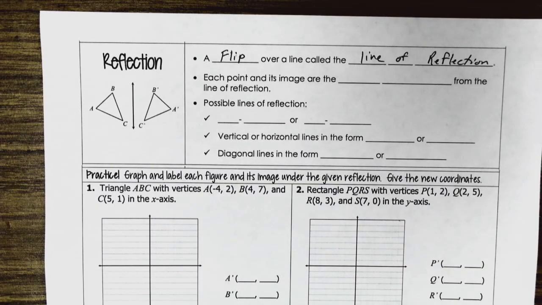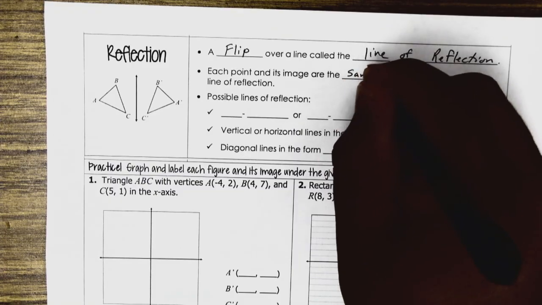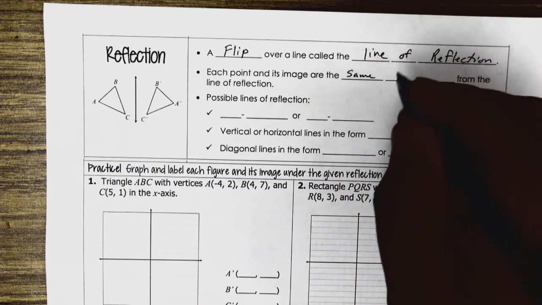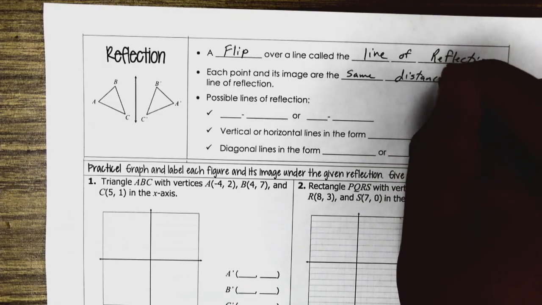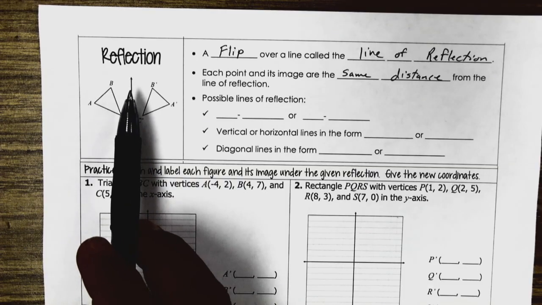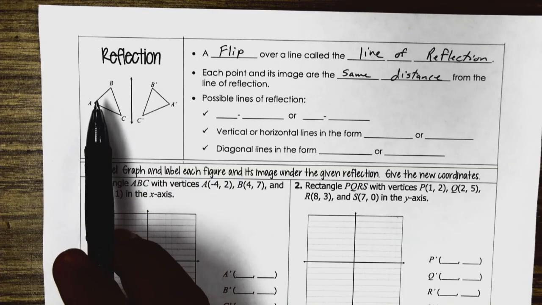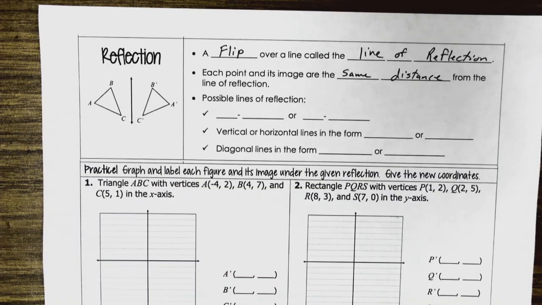Okay? So what happens is that each point on the image is the same distance from the line of reflection. So what we're going to be doing here is figuring out how far apart the image and pre-image are from the line of reflection. However far B is from the line, B prime is the same. However far A is from the line, A prime is, as well as C and C prime. They're the same measure.